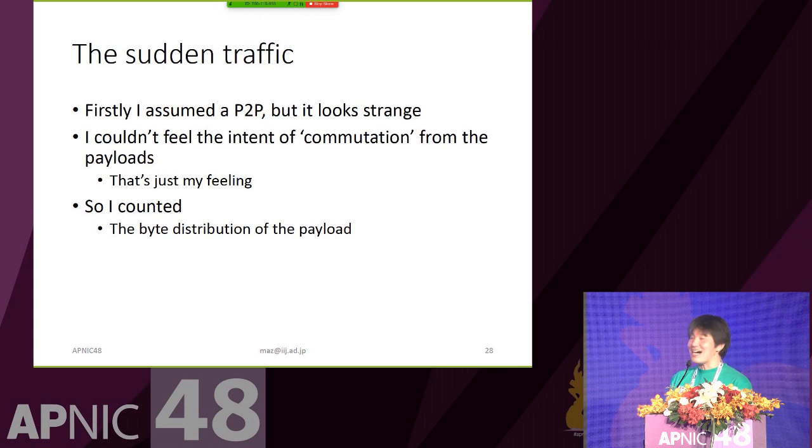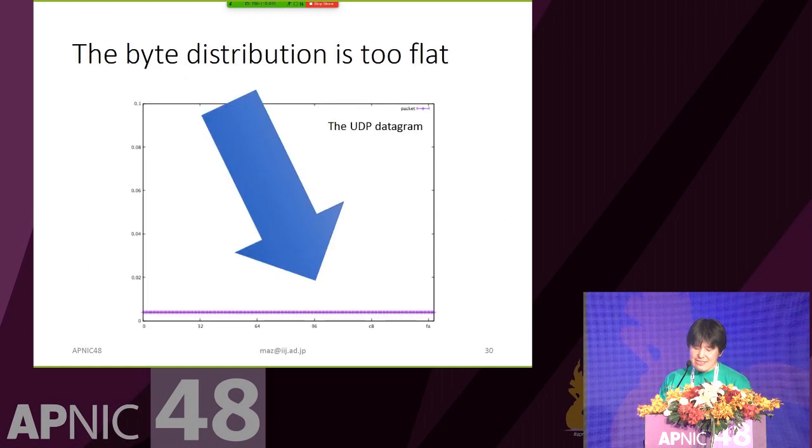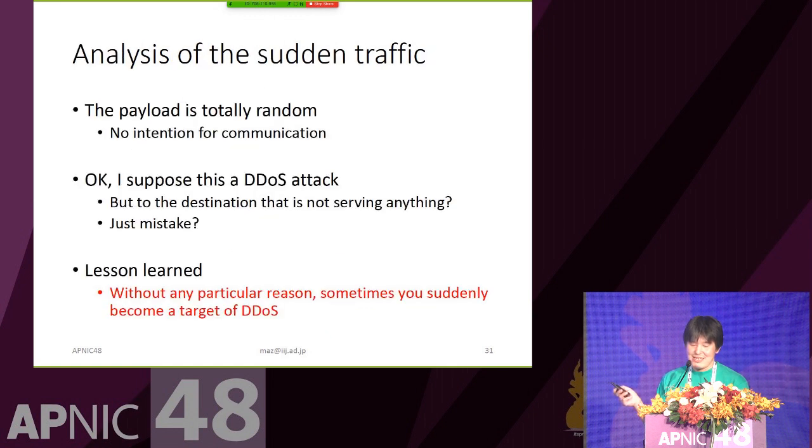So I decided to count the byte distribution of the packets, right? By counting byte distribution, sometimes you can tell the data profile, like a PDF or document file, a zip file, or a media file, right? So here's the result. Flat. That means the data was totally random. Totally random, right? So I can say there was no intention for communication.